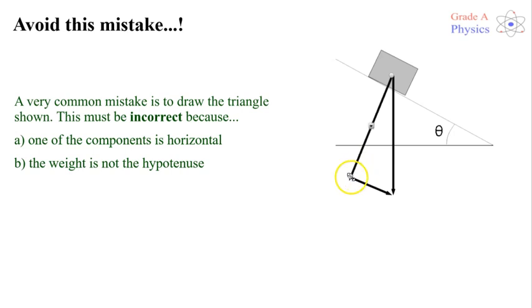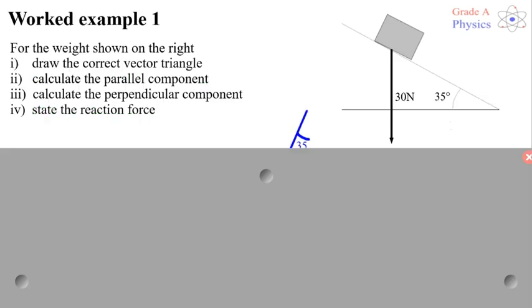The right angle is here, and we have our hypotenuse, which is the weight. Right, let's have a look at a simple worked example. So we've got an object on a slope, it's got a weight of 30 newtons, we have an angle of elevation of 35 degrees. So very often the exam question will say, part 1, draw the vector triangle.